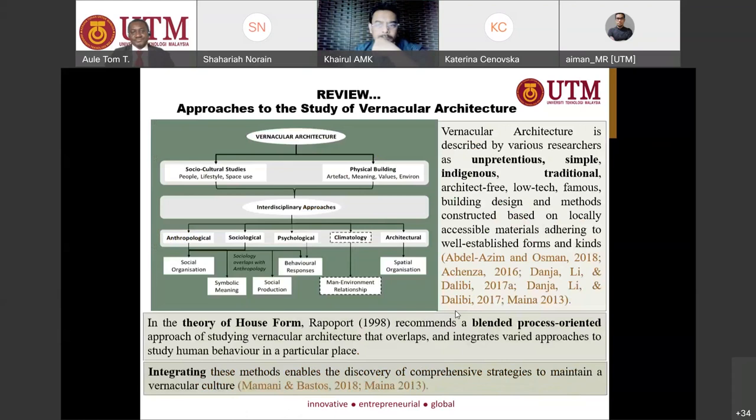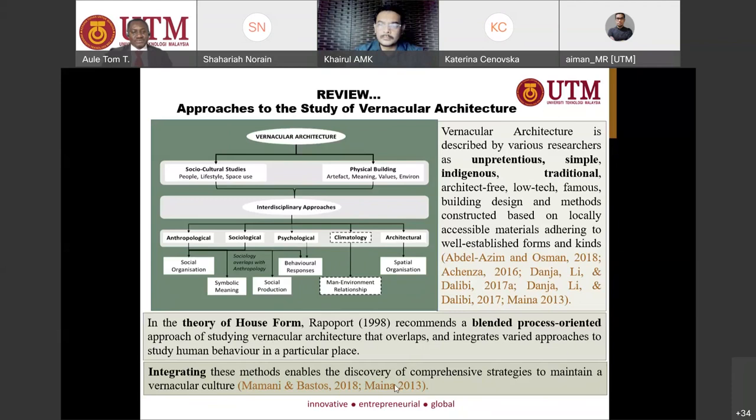In the study of vernacular or indigenous architecture, Rappaport has already worked on that, and he concluded that there are two main aspects: the physical aspects and the sociocultural aspects, all coming together in what he termed the interdisciplinary approach, where anthropology, sociology, and architecture are all brought together. So in studying the concrete values in architectural processes, he recommends that the blended process, both physical and sociocultural, process-oriented, should be combined for effective study of vernacular architecture.